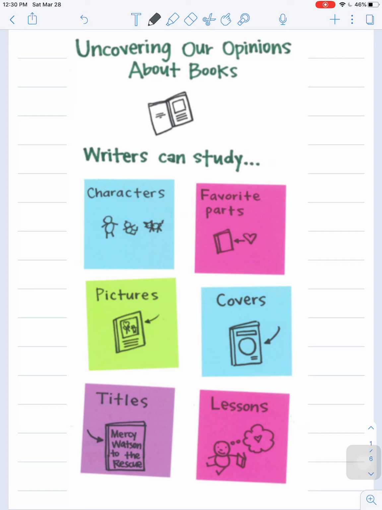Okay, so I've chosen my two topics. I'm going to write about the pictures in the story, and I'm also going to write about the lessons learned from the story. What two topics are you going to write about on your book? Once you've decided, grab your notebook paper, pencil, and let's get started.